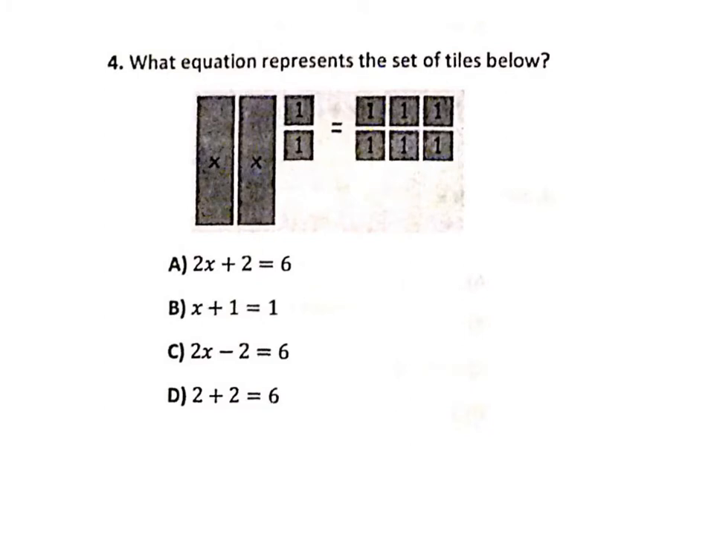Number 4, what equation represents a set of tiles below? Again, we have 2 X's, so it could be A, it's not going to be B, it could be C, and it's not going to be D. Plus we have 2 numbers, 2 constants, so 2x plus 2 equals 1, 2, 3, 4, 5, 6. So letter A is the correct answer.